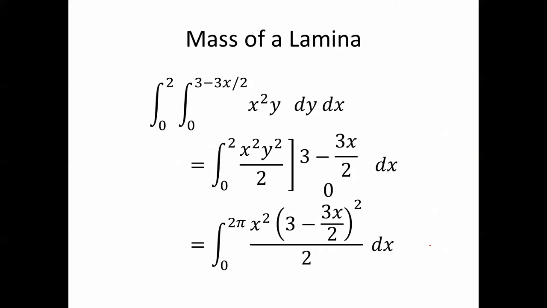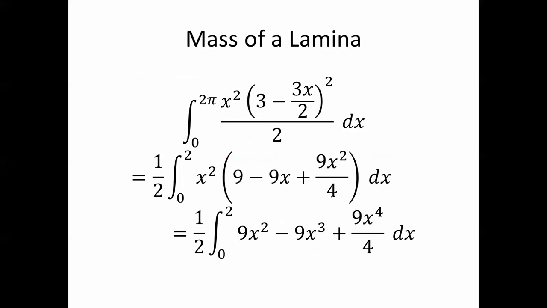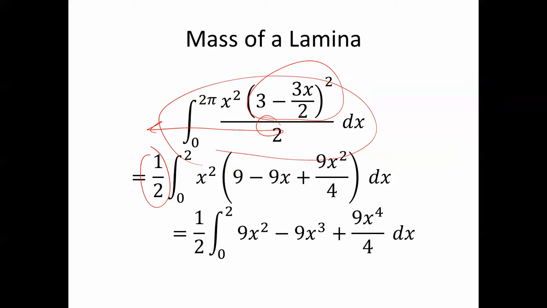Here's our integral. Integrate with respect to y, and we get x squared y squared over 2, as y goes from 0 to 3 minus 3x over 2. So in other words, we have x squared times 3 minus 3x over 2 squared, all over 2. We can integrate that easily enough. We multiply it out. This is the integral from the previous page. So what we'll do next is move the 2 to the outside and just make that a half. And we'll also multiply this out, 3 minus 3x over 2. We end up with 9 minus 9x plus 9x squared over 4, times the x squared. Multiply that out, this is what we get.